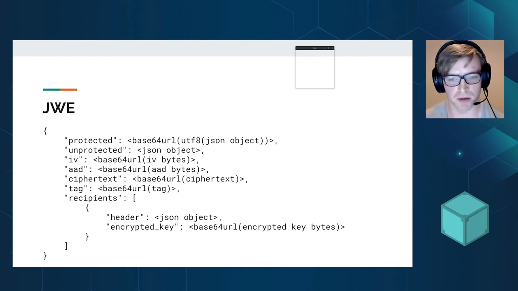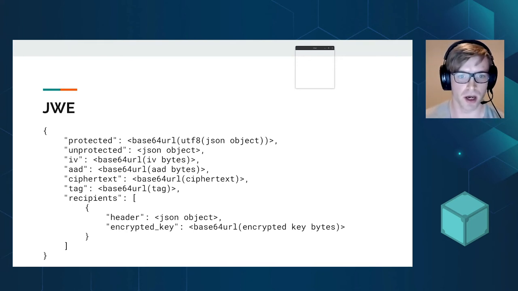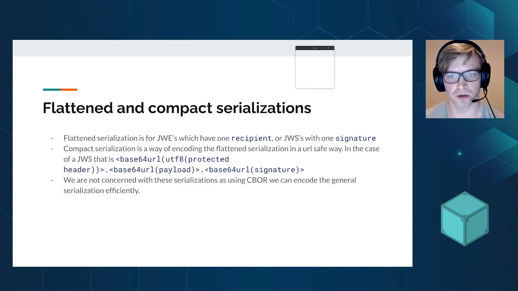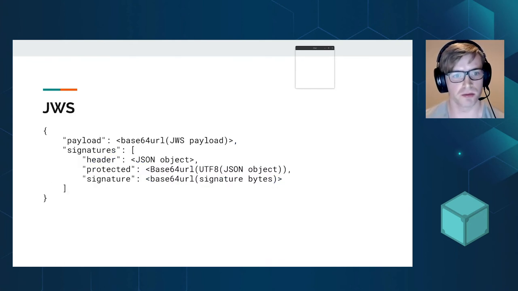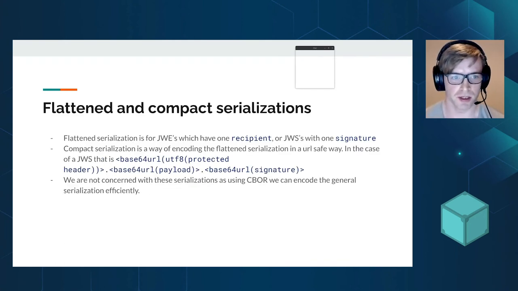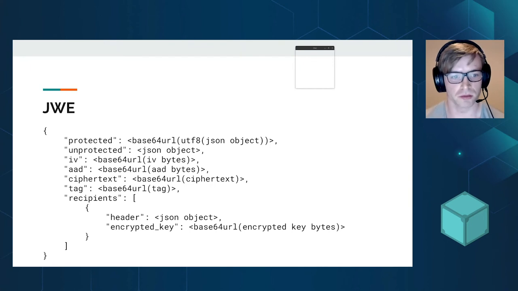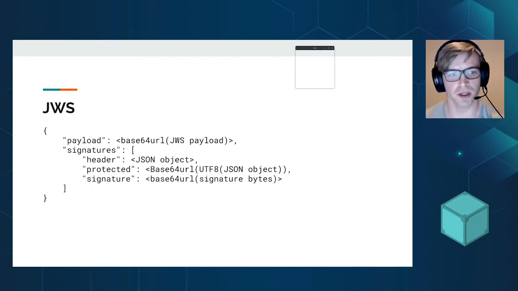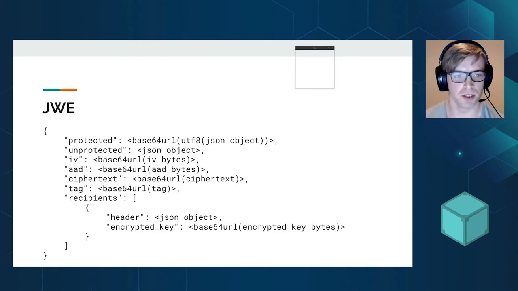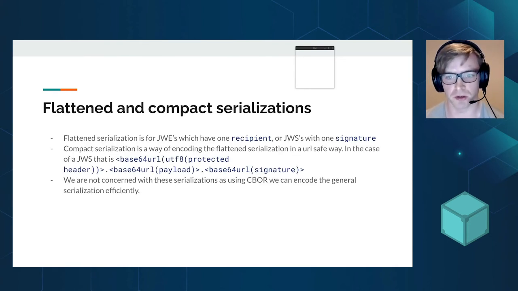And it has to all be URL safe JSON. So everything is base64 URL encoded. And these are generally pretty well supported. There's also different serializations of these. So these two forms here are called the general serialization. There's a flattened serialization where you can, if you only have one recipient here, for example, or if you only have one signature in a JWS, hoist the keys of the signature or the recipient out into the top level. And then there's a compact serialization, which is designed for use in URLs. But we don't particularly care about those.